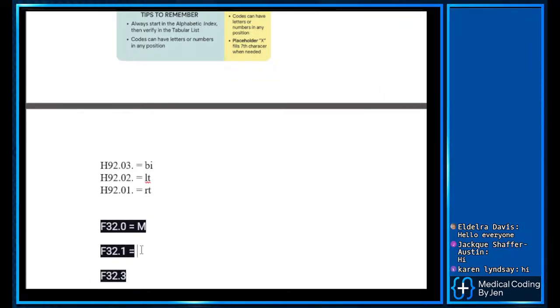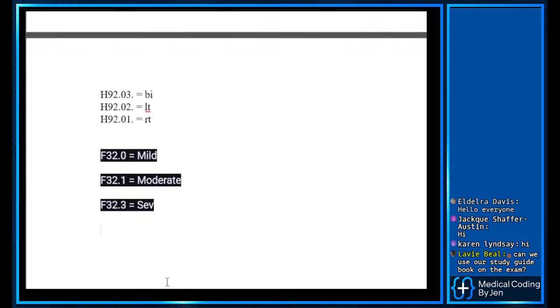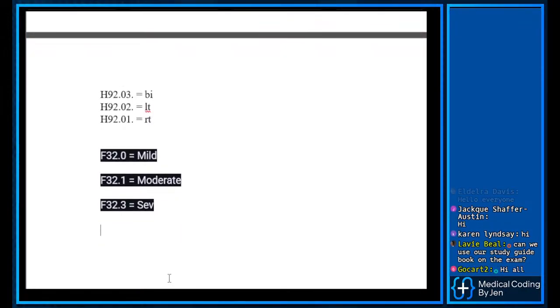1 is moderate, and 3 equals severe. So if this one had mild depression, or moderate depression, or severe depression, you know what the answer is just by looking at your available answers. If that fourth digit is in those 0, 1, and 3 areas, you know already what the answer is.